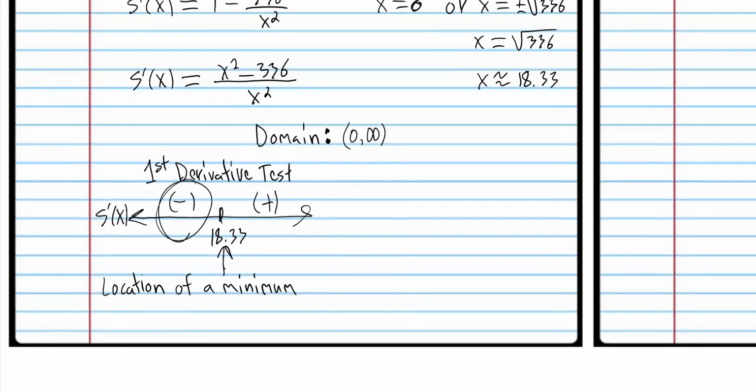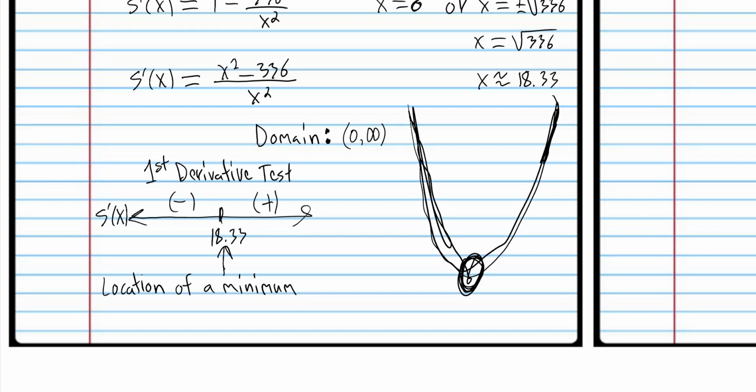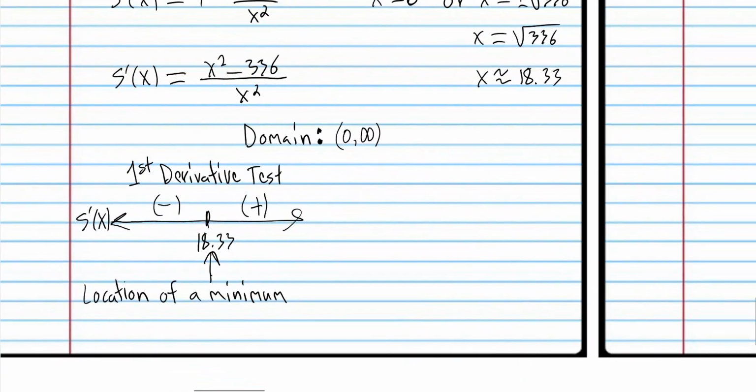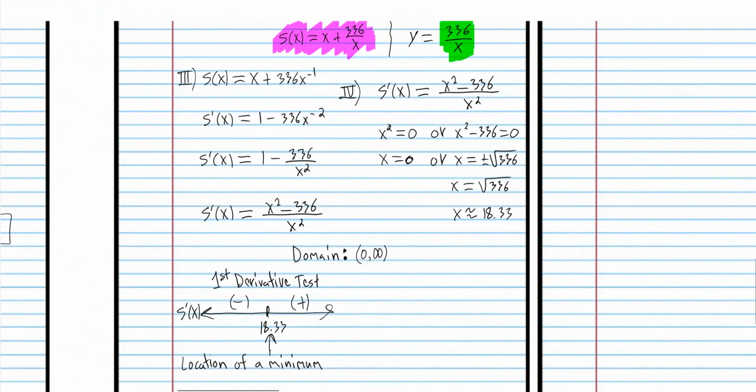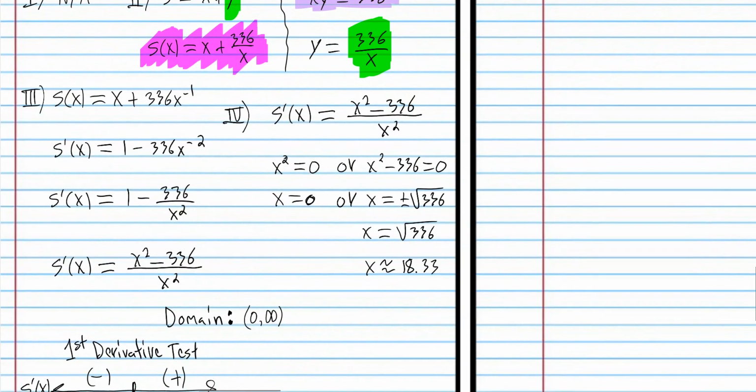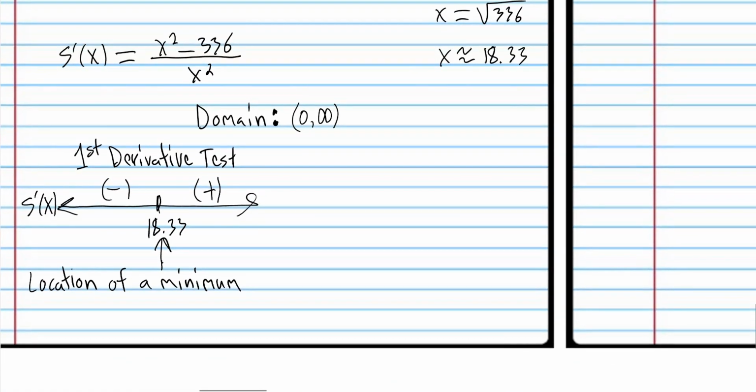And because the derivative is negative here and positive here, what that means is that it has to be the absolute minimum, because the function just goes up on this side and up on this side. So it's the absolute minimum. So what we have to do is evaluate that purple function. Actually, it says find the two numbers, so we don't have to evaluate it. So we found one of the numbers. So x is equal to the square root of 336.